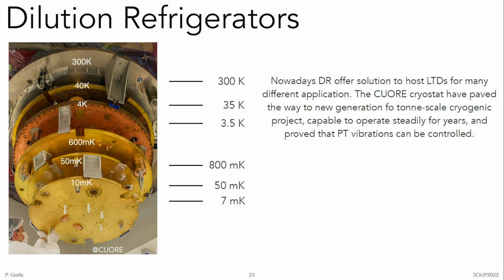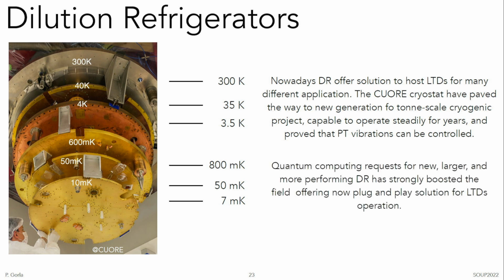So we have something like 1 cubic meter at 7 millikelvin eventually. So basically, this cryostat opened the way to the fact that now you can think to have ton-scale cryogenic projects, and it showed that you can work steadily over time. Since 2017, this cryostat is working steadily and was never warmed up to room temperature again. So it was able to collect something roughly, it's approaching 2 ton year of exposure.